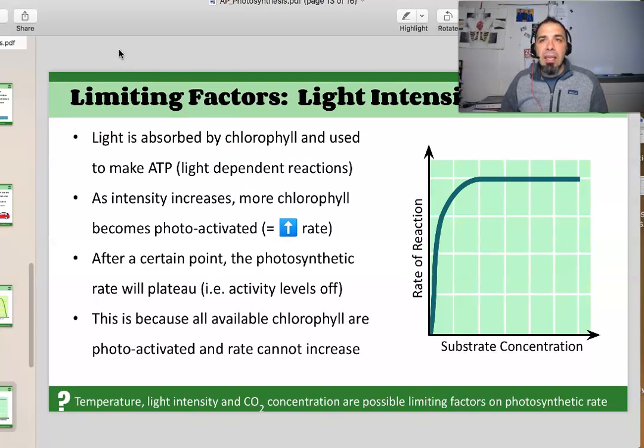Light intensity, again, light is absorbed by chlorophyll and used to make ATP. As intensity increases, more chlorophyll becomes photoactivated, increasing the rate. However, at a certain point, you're going to get a plateau. The activity will level off. And this is because all available chlorophyll is photoactivated and the rate cannot increase. So this looks like that enzyme one.